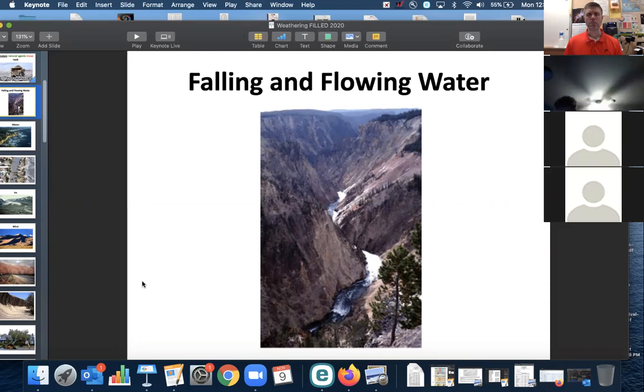And something else with this picture, notice the banks, how it's kind of a V-shaped valley. So as this river has cut its way down into the earth, it's forming this V-shaped valley, because it's still a fast-moving river that's transporting a lot of material out of there.